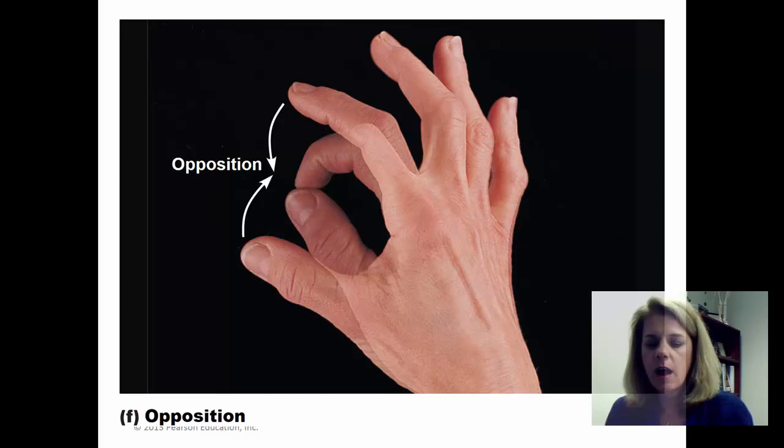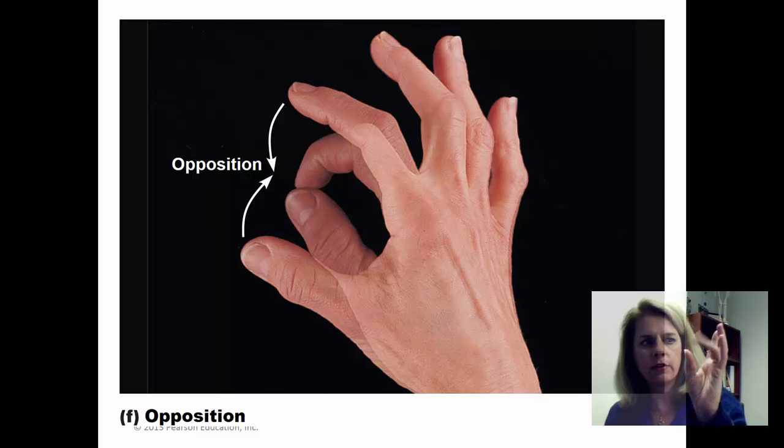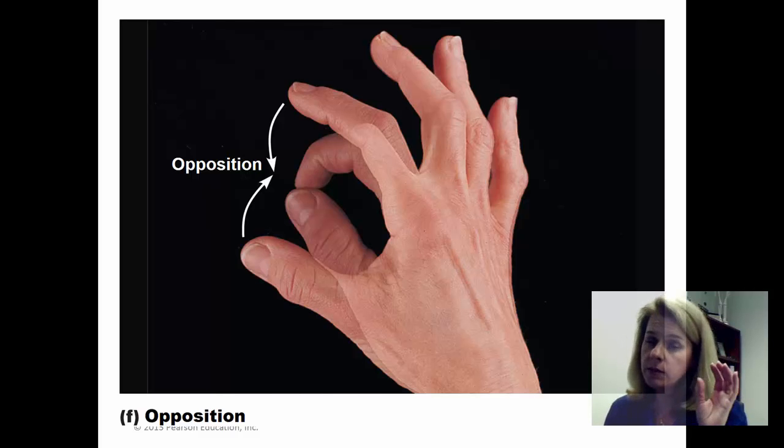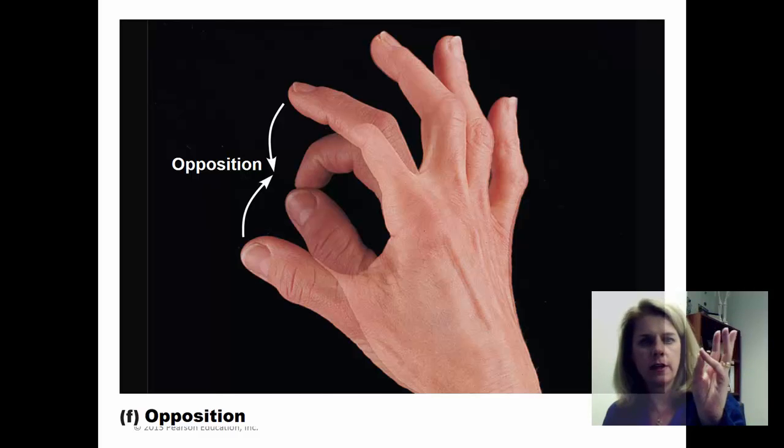And the last one is opposition, and this is just being able to take your thumb and touch all your fingers. We have opposable thumbs, and that means you can do this. That's opposition.